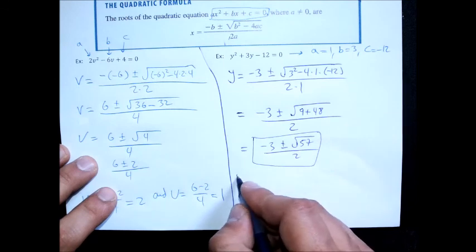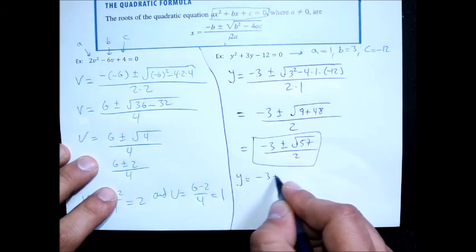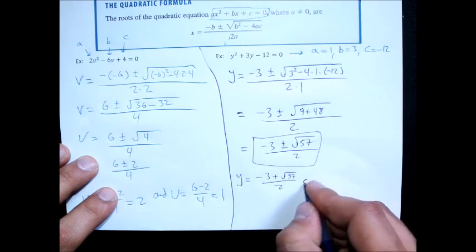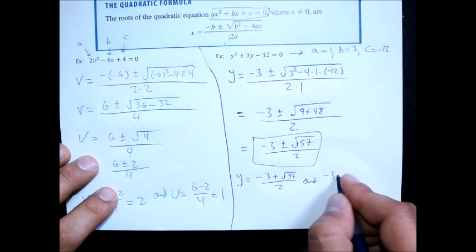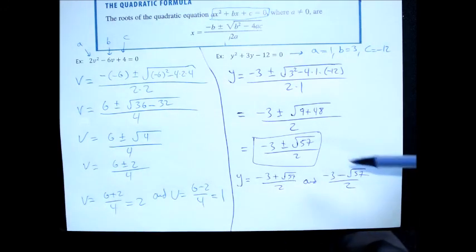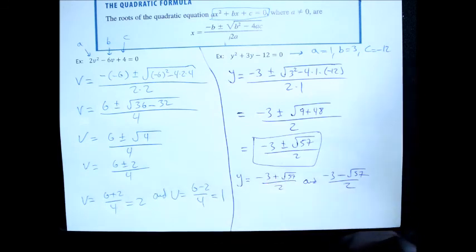You could also write y equals minus 3 plus square root of 57 over 2, and minus 3 minus square root of 57 over 2. So that's another way to show that you get 2 answers, right? I wrote one with the plus sign and one with the minus sign.